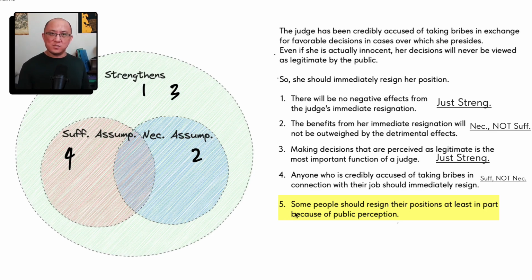So when you negate number 5 and if that eliminates the relevance of one of the premises, that would hurt the argument, which is why number 5 is necessary for this argument to assume. It was assuming that some people, such as the judge, should resign in part because of public perception. Number 5 is necessary. It's not sufficient though. And so it does strengthen though, because it is necessary.